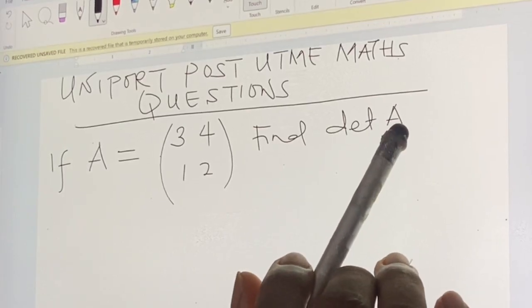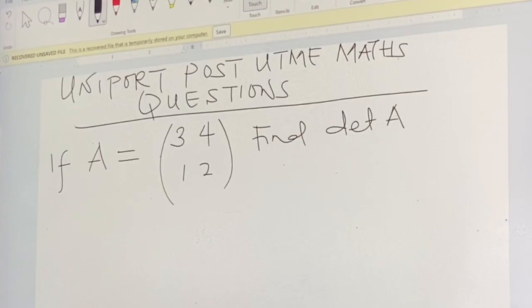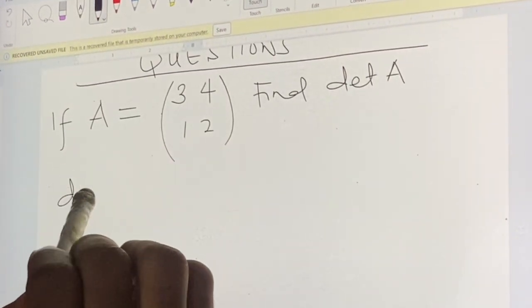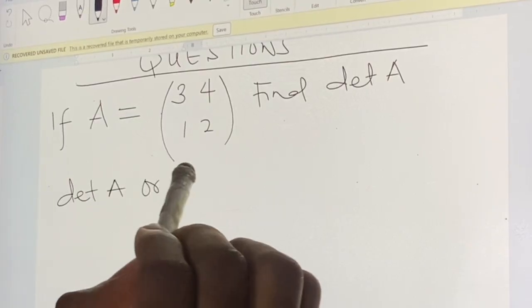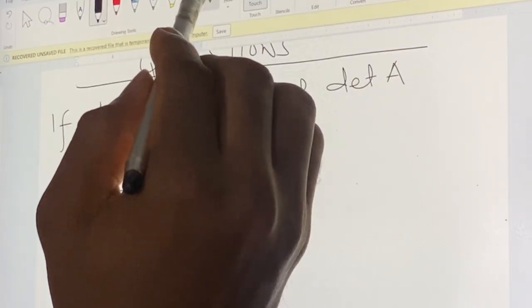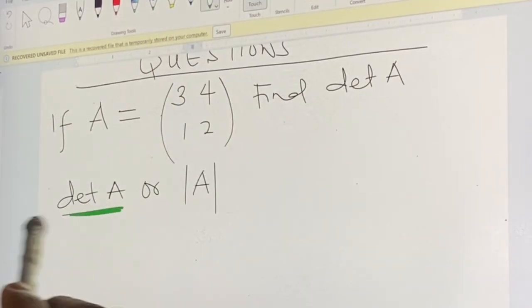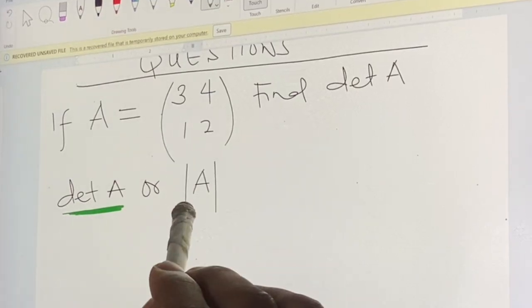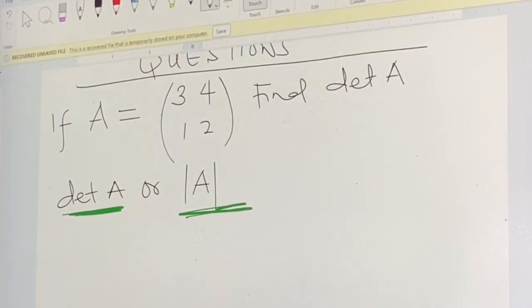The notation |A| simply means determinant. It can either be |A| or A magnitude. So when you're asked to find |A|, it means you're asked to find the determinant of A. When you're asked to find A magnitude, it also means you're asked to find the determinant of A. Please take note.